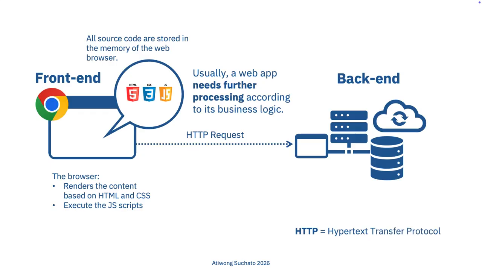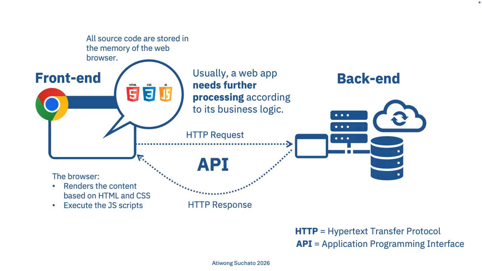other. When the front end needs something from the back end, it sends an HTTP request. HTTP stands for Hypertext Transfer Protocol. The back end exposes an API that the front end can communicate with. API stands for Application Programming Interface. After receiving and processing the request, the back end sends an HTTP response back to the front end. So the basic pattern is HTTP request goes to the API and HTTP response comes back.